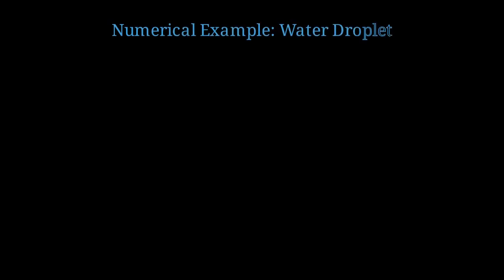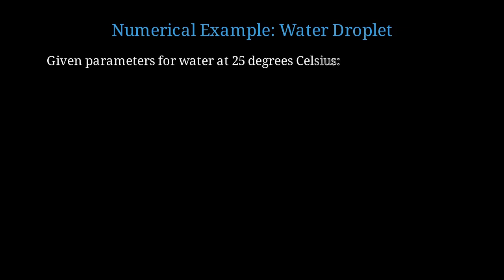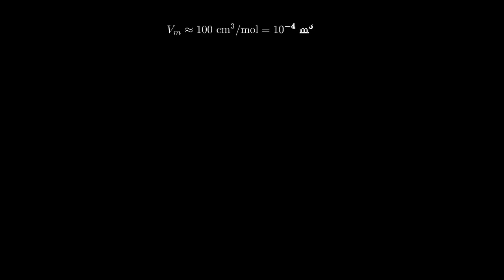Let's make this concrete with real numbers. Consider a water droplet with typical organic molecules. For water at 25 degrees Celsius, the surface tension gamma is approximately 0.072 newtons per meter. Gamma equals 0.072 newtons per meter. The molar volume for a typical organic molecule is about 100 cubic centimeters per mole, which equals 10 to the negative 4 cubic meters per mole.